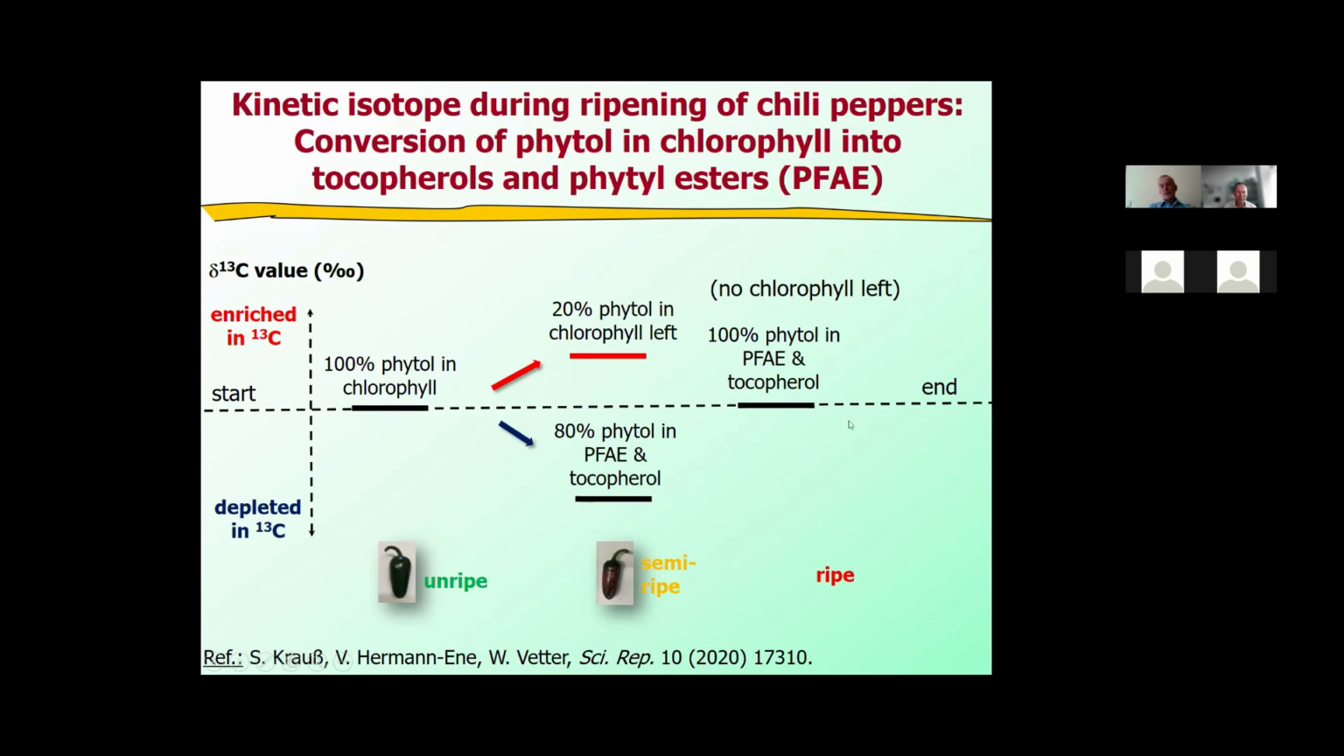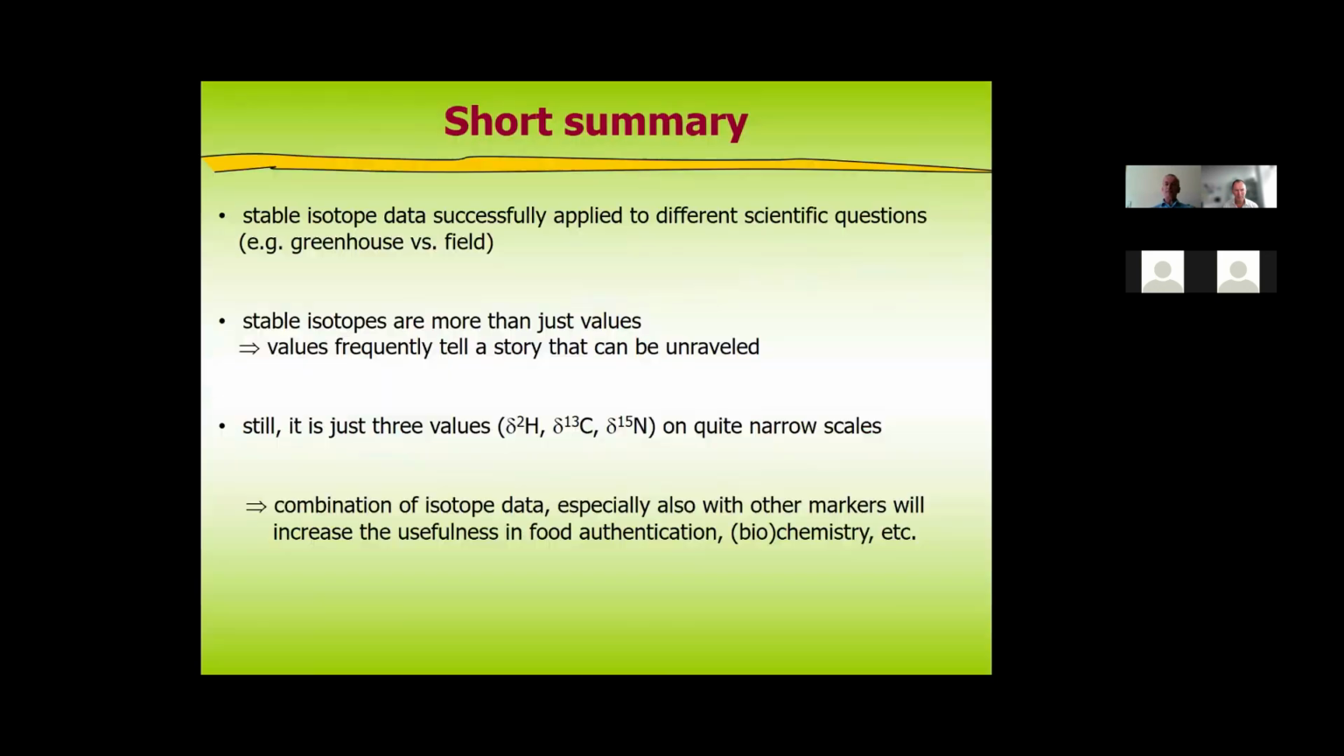And this would be, again, the closed system, which means that no carbon is lost, so that all is transferred into the respective products. And you can see the difference between unripe, semi-ripe, and ripe plants. You can take advantage of this too. These are points which can be the future in isotope data, that you combine these biochemical factors with the values you have in the beginning.